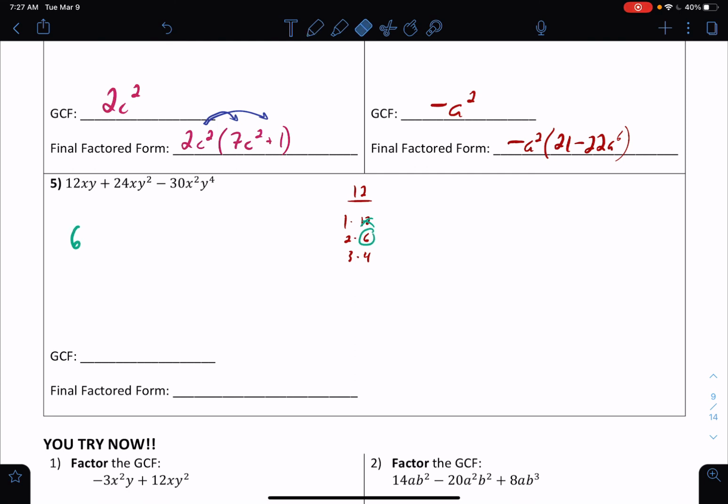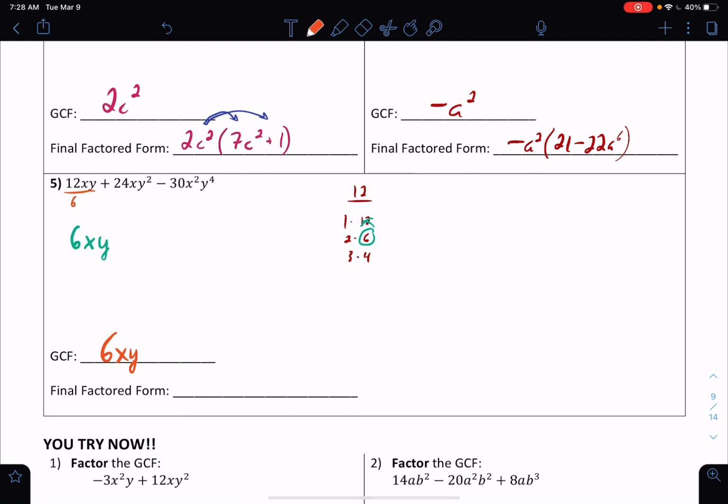So then we look at the x's. We got x, x, and x squared. So the first term has an x, second term has an x, third term has an x squared. So we got to take the least number of x's, because 12xy and 24xy squared only have one x to give. Now we look at the y's. The first term has y, second term has y squared, and third term has y to the fourth. So we're dictated to only take out the number of y's that each term can give. And the first term can only give one y. So all I can take out is one y. So that's my greatest common factor.